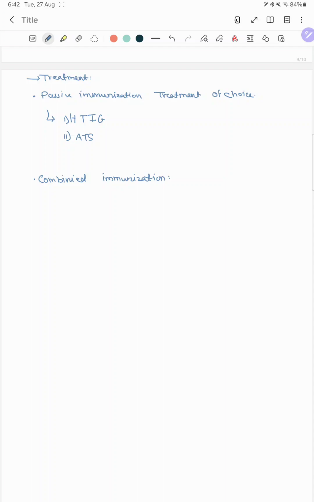Okay, so these two are the main treatments which are available. It will be passive or combined. Combined is in the form of DPT vaccines. Okay, DPT vaccine, or it can be tetanus toxoid and adult diphtheria toxoid, so TD vaccines. It can be pentavalent. So what is pentavalent? It includes DPT, Hep B, and Hib.